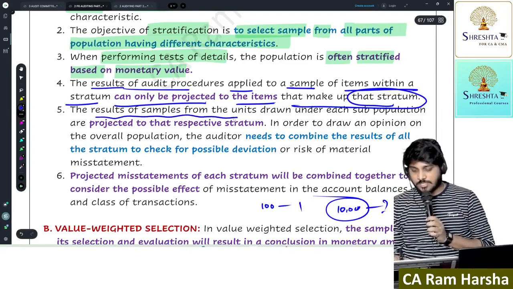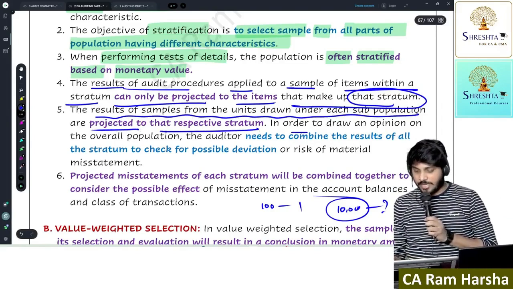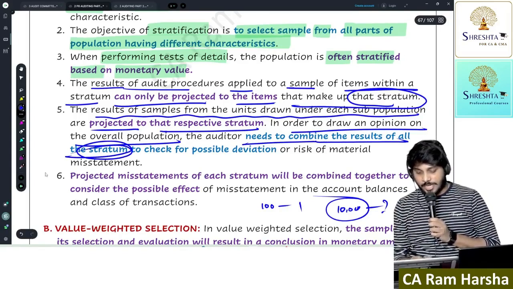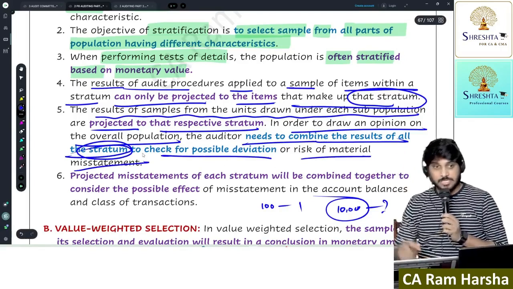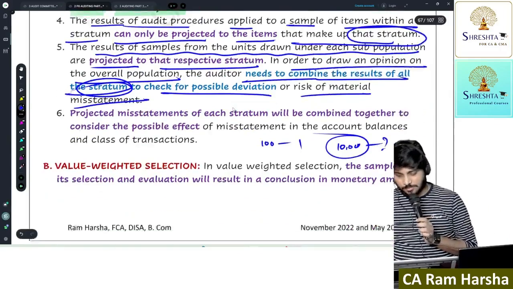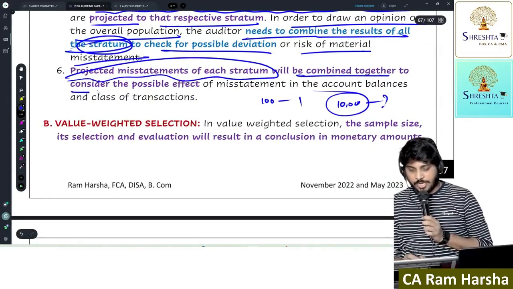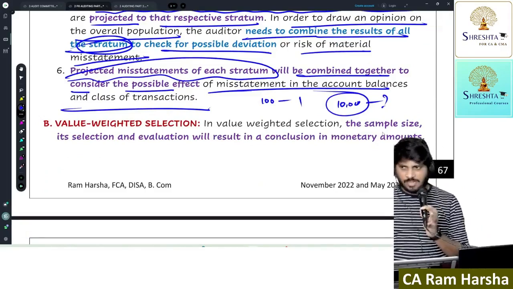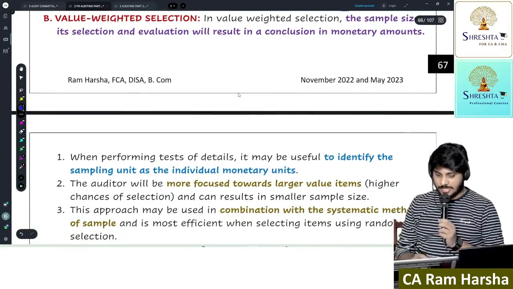Now, the results of the sample from the units drawn from a subpopulation are projected to the respective stratum. And finally, in order to draw an opinion on the population, the auditor needs to combine the results of all the strata to check possible deviation, to check the risk of material misstatement in the whole population. Are you getting it? That's it. So the projected misstatement of each stratum will be combined to consider the possible effect of misstatement in the actual account balance or the transaction. Nothing but that is the population. Clear?